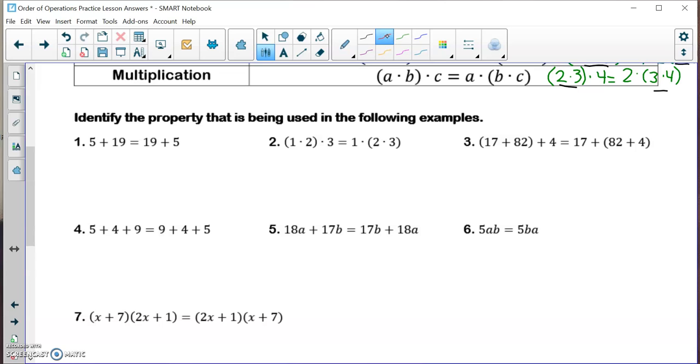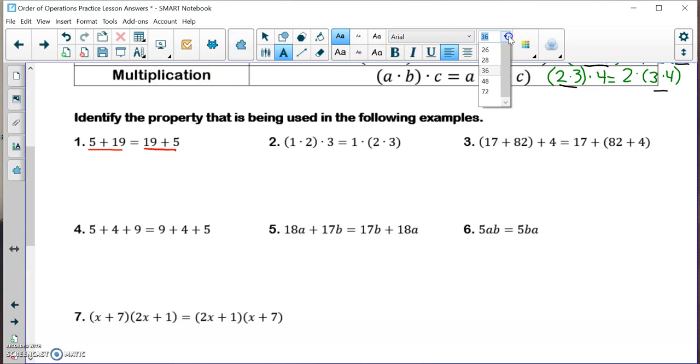Well, in number 1, I'm doing a 5 plus a 19, and then I switch the entire order around to get a 19 plus a 5. So when we switch the whole order of your 2 things that you're adding together, that's the commutative property. And we need to be specific here. We're not just going to say commutative property. We're specifically going to say that this is the commutative property of addition.